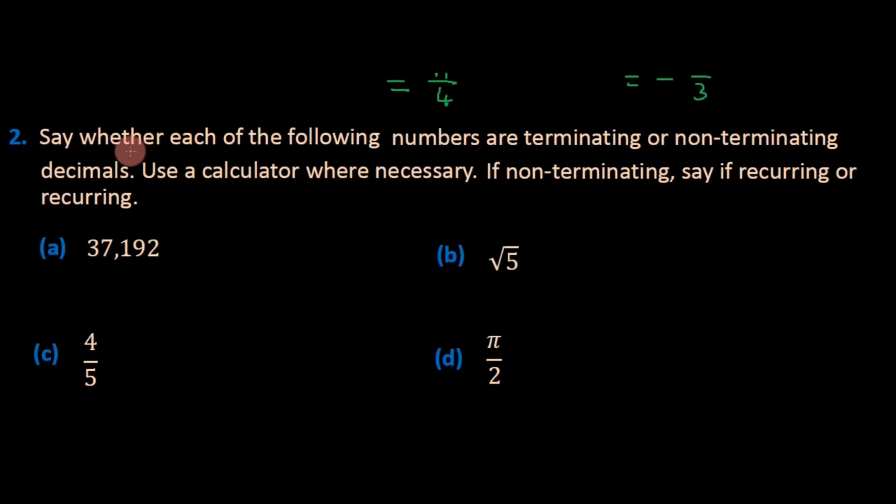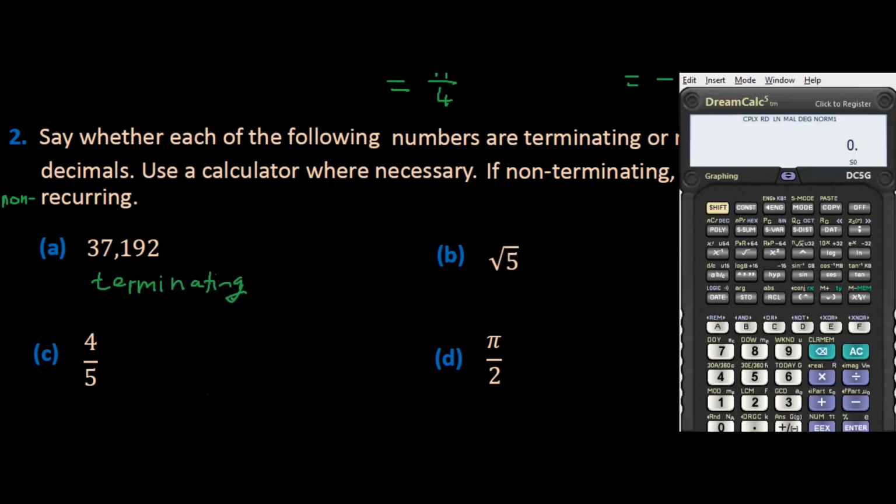In question 2 it says, say whether each of the following numbers are terminating or non-terminating decimals. Use a calculator where necessary. If non-terminating, say if it's recurring or non-recurring. And in A we have 37,192. This of course is a terminating decimal, because the digits don't continue forever after the decimal. So terminating.